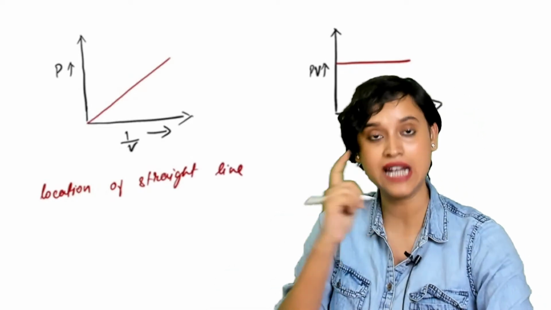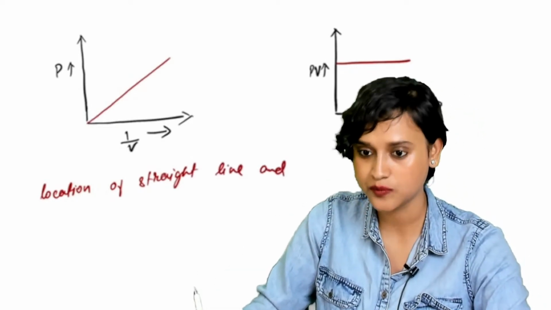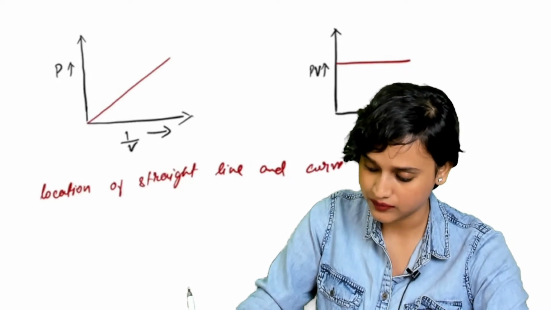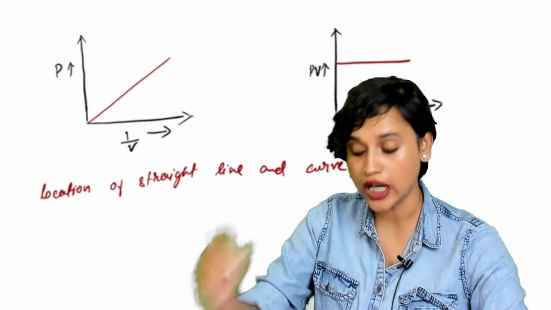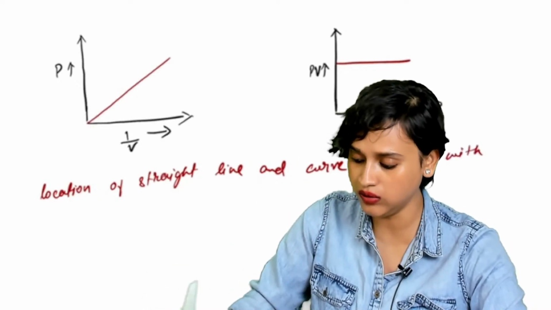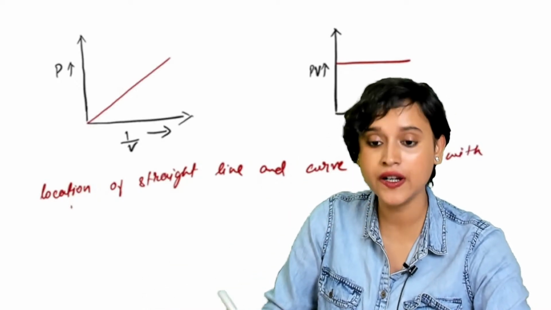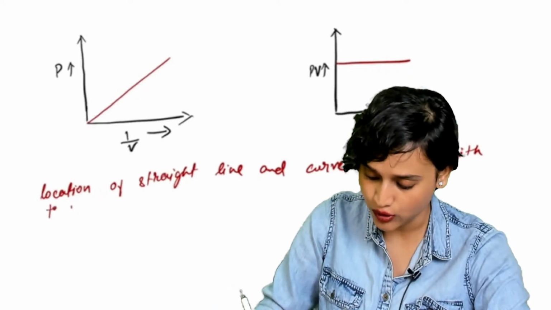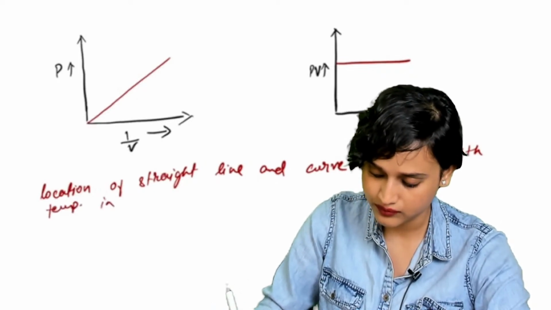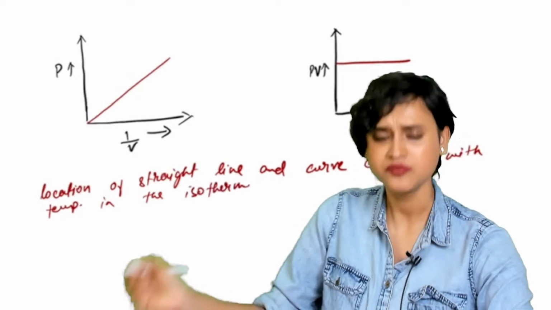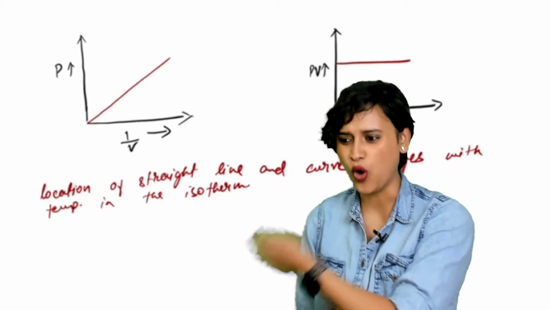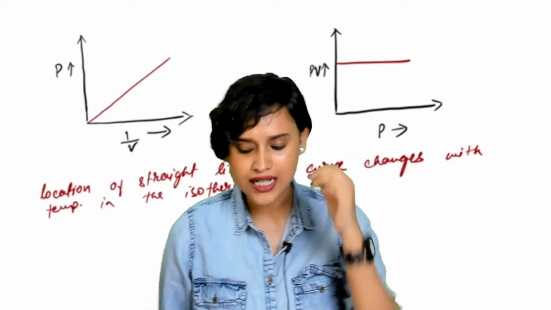Location of straight line and curve changes. Curve changes with temperature in the isotherm. What does this mean? Let's find it out.